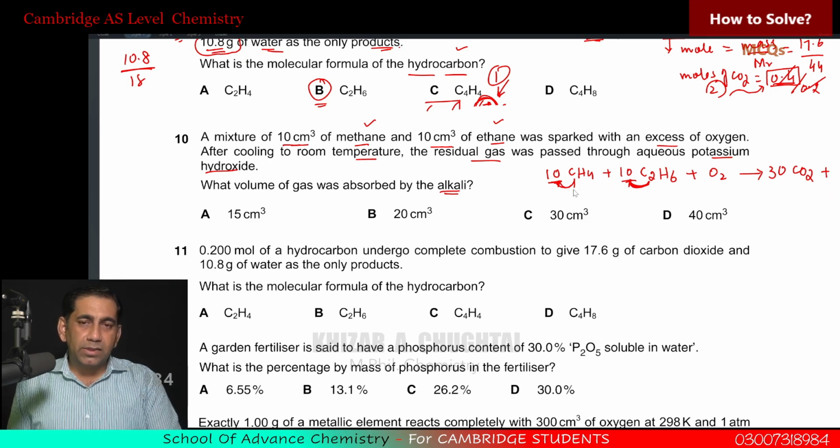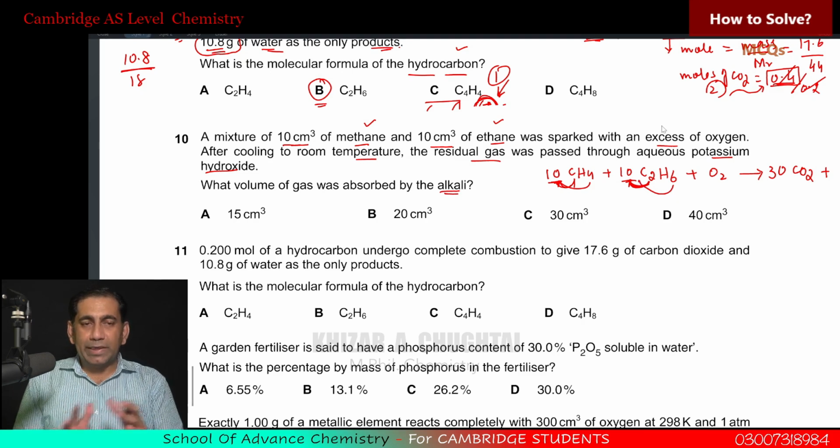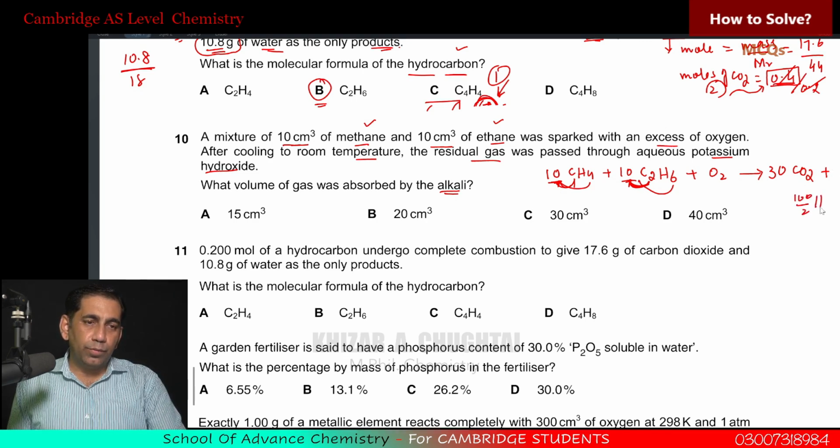And same is the case if we are supposed to find the answer for water: 4 tens are 40 plus 6 tens are 60. 40 plus 60 is equal to 100. 100 divided by 2, so 50 volume of H2O gas, I mean steam, will be formed.